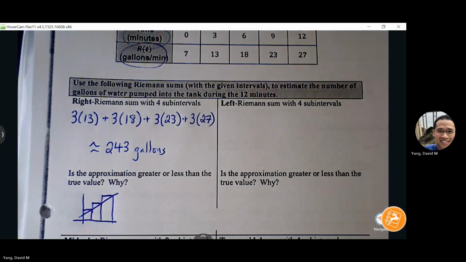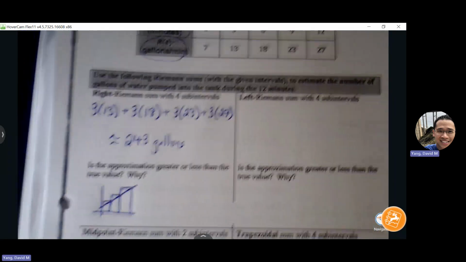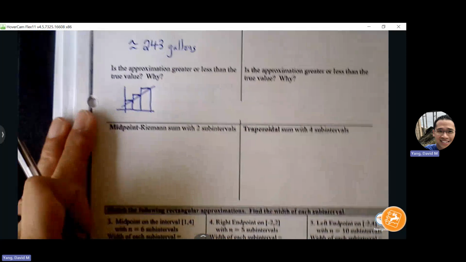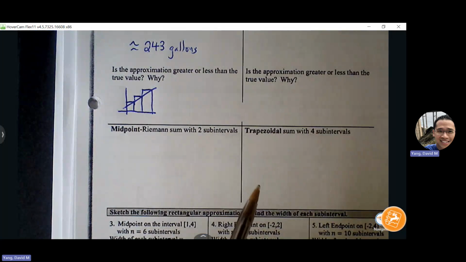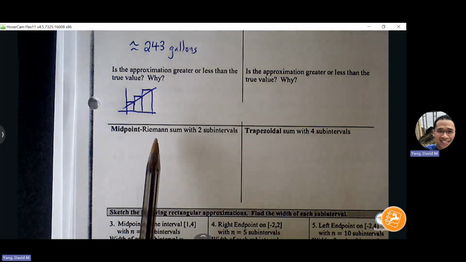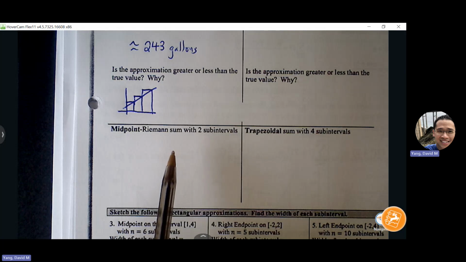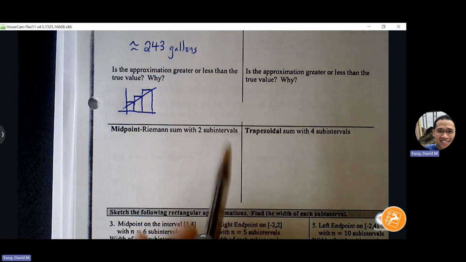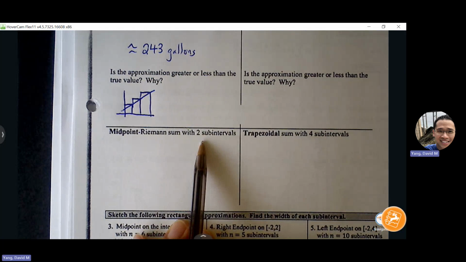Okay, let's talk about midpoint sum. I think that name, midpoint, can sometimes be misinterpreted. I know that's what they use, but I would rather think of it as middle or between. It doesn't have to be the exact midpoint, it just has to be between. So here it says midpoint Riemann sum with two subintervals.